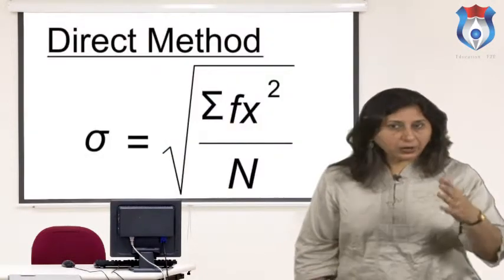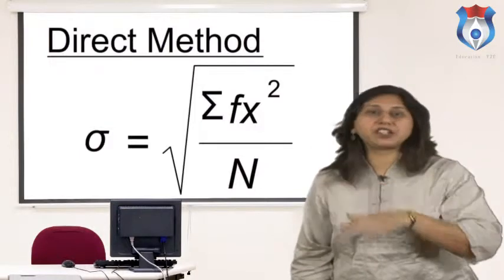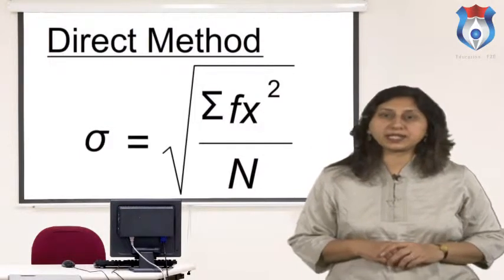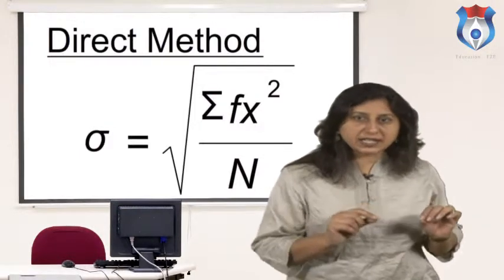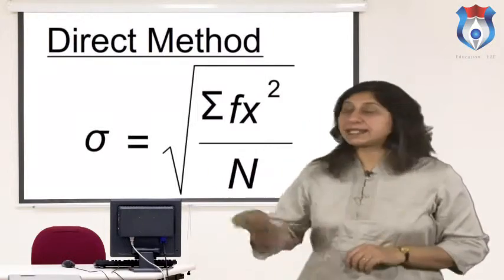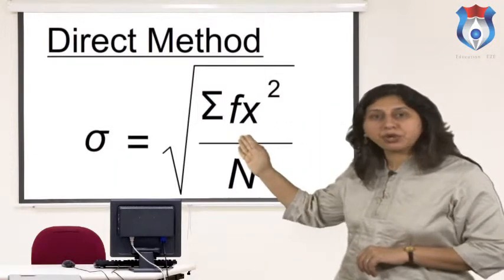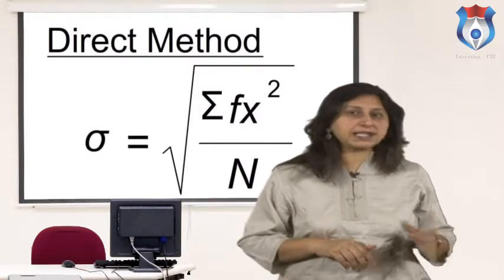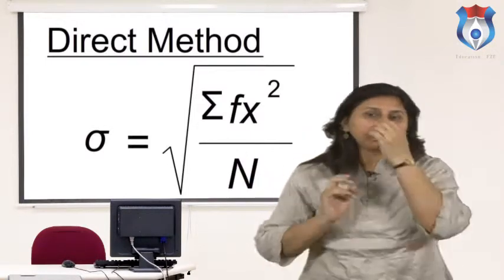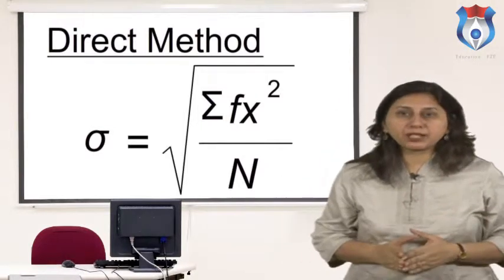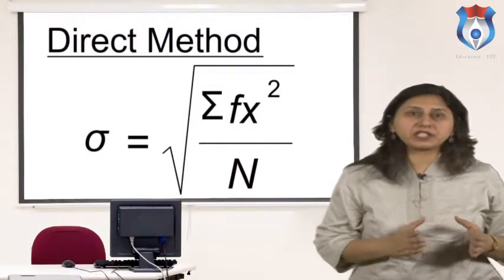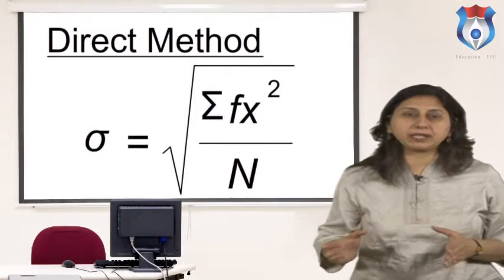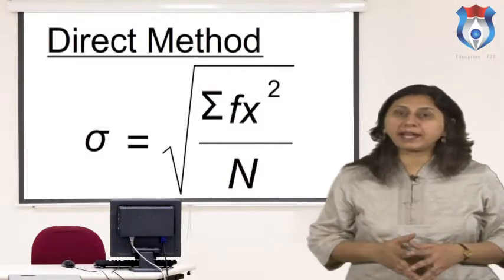Standard deviation. Now we shall see how standard deviation is calculated in individual series. First is the direct method. Sigma is equal to root of summation x square over n, where sigma is equal to standard deviation. Sigma x square is equal to sum of the squares of deviation taken from actual mean. N is equal to number of items.